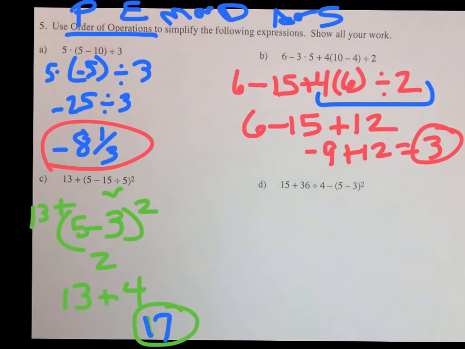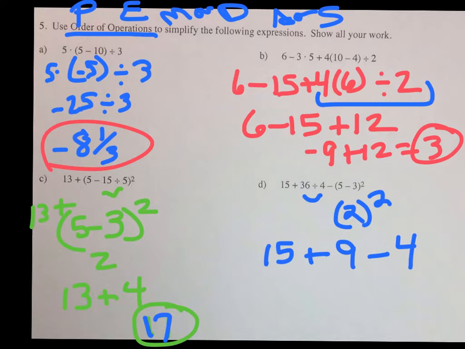And then last, 5 minus 3 is 2, and I'm going to have to square that. So now I've got 15 plus, I can actually do that division there. 36 divided by 4 is 9, minus 2 times 2 is 4. So 15 plus 9 is 24. 24 minus 4 is 20.